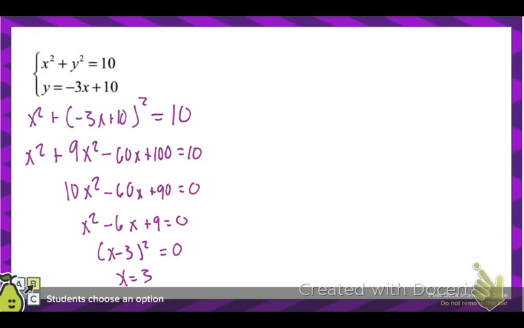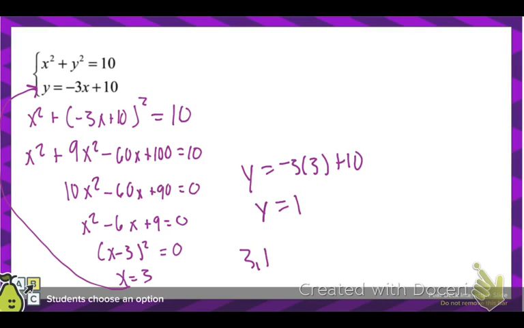Well, then I take 3, plug it back into either of those two equations. We'll go ahead and plug it in here. So I would get that y equals negative 3 times 3 plus 10. So when x equals 3, I get that y equals 1. So (3, 1) is the solution to this system. So this would be a case where you have a circle and you've got your line going through it, touches in two, or sorry, doesn't touch in two places. It's tangent at (3, 1).